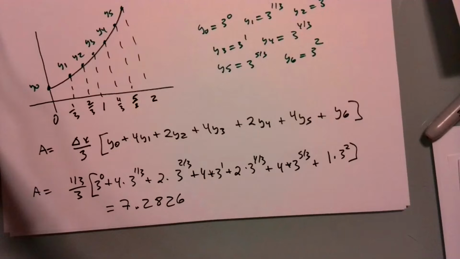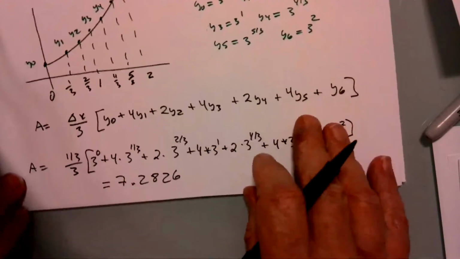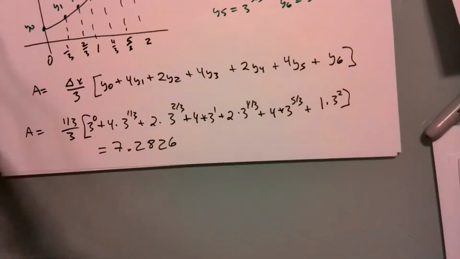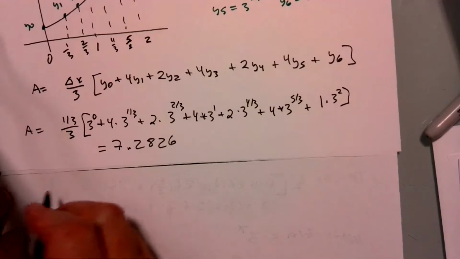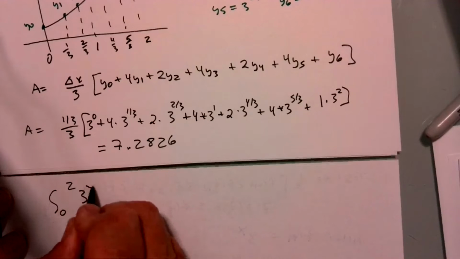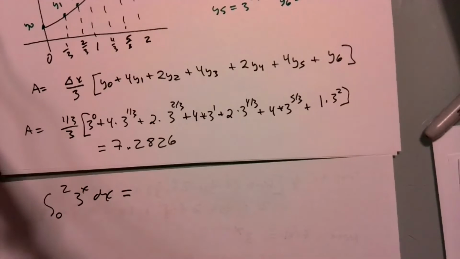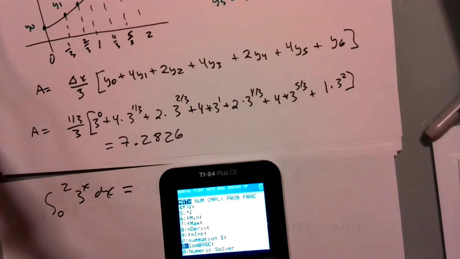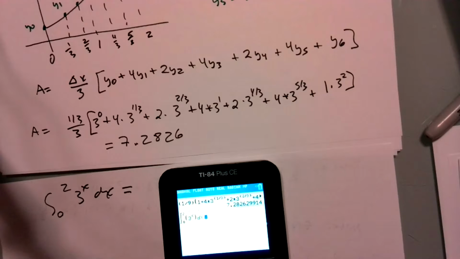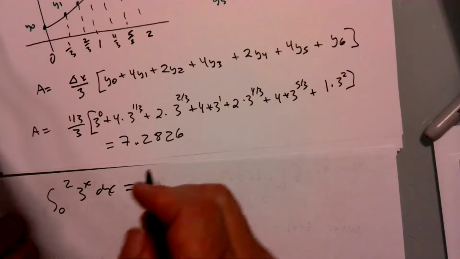Remember, I'm doing the integral from 0 to 2 of 3 to the x dx. We're trying to approximate that. So I'll go ahead and use my graphing calculator to get an approximate solution. The integral from 0 to 2 of 3 to the x dx. What does my calculator give me for that? I think I've done this earlier in the lecture, but that's okay. We can do it again. And I get 7.2819. So I feel pretty good about my answer here too.